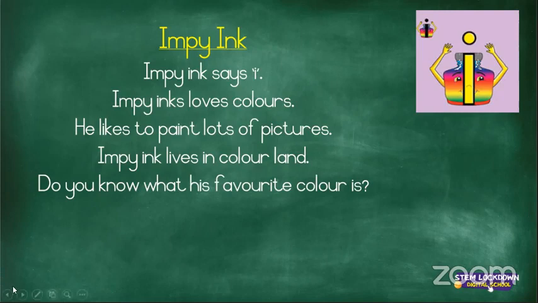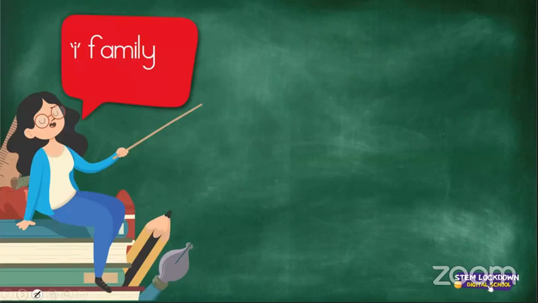Do you know how to write Impy Ink, boys and girls? I'm sure you do. Remember, we just do a little line and a dot. Okay, you dot Impy Ink. Remember, you don't color in a circle. Okay, so you don't color in a circle above Impy Ink. You just do a line and a dot. Good, nice and easy peasy lemon squeezy, hey? Great job. All right, so let us go and have a look at the E family.